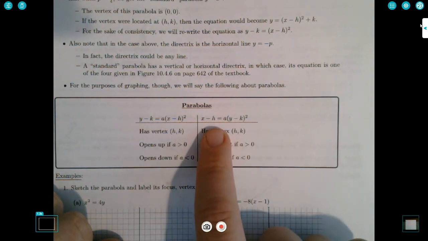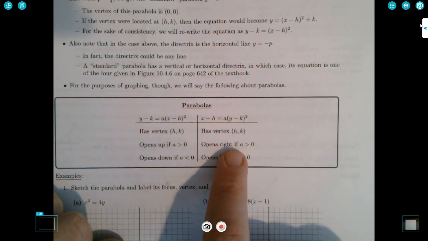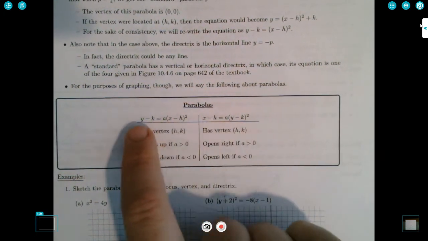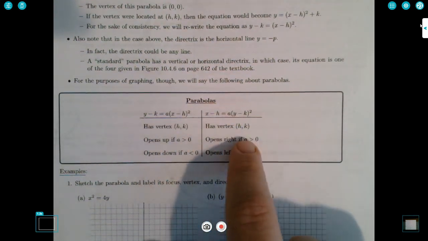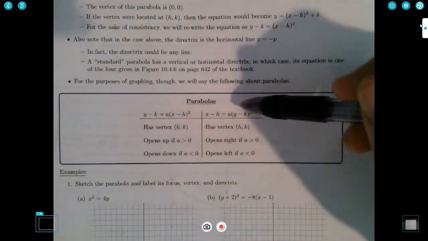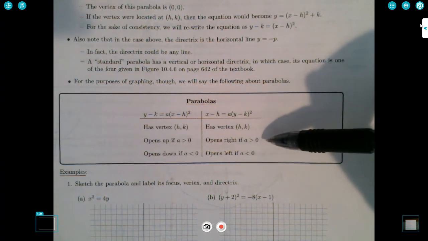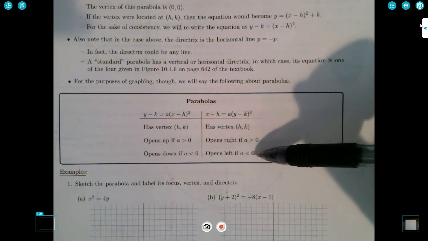This thing, x minus h equals a times y minus k squared, also has vertex (h, k). Notice that h is always the thing with x, right? And k is always the thing with y. And you always change the sign on both of them, okay? At least when they're written in this format, you do. Okay, this thing is going to open right if a is positive and left if a is negative.